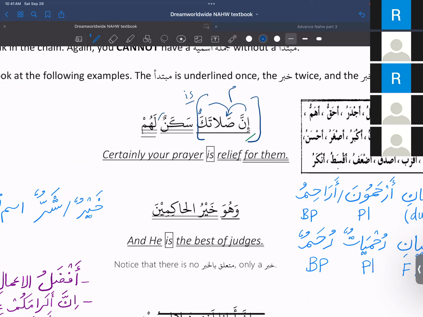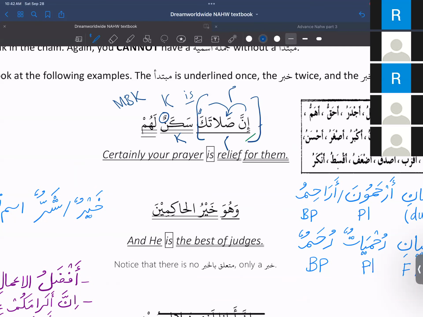And then sakanun. Sukoon, we know, means relief. The word sukoon, relief, for them. So sakanun is the khabar. And lahum: lam is harf jar, hum is ism majroor, and together they are a jar majroor fragment, and a jar majroor fragment is going to be labeled as MBK. This is how we are going to break it down. So what was my macro label? Mubtada, khabar, MBK.